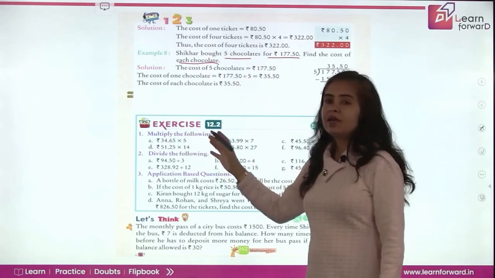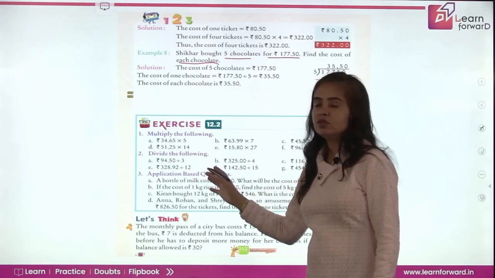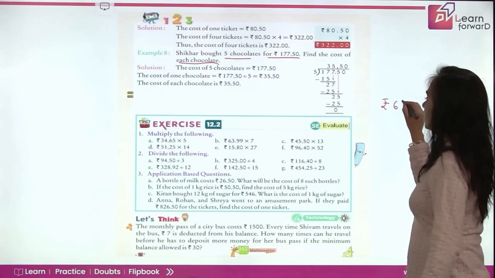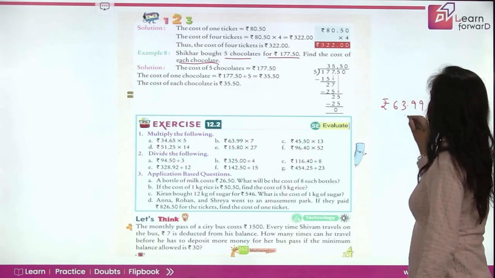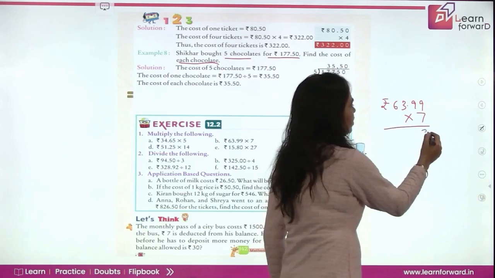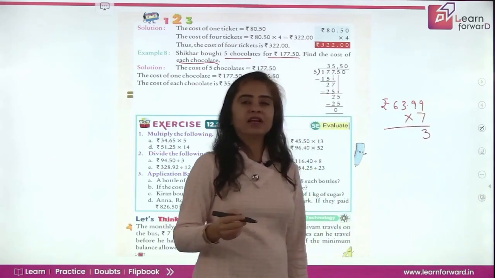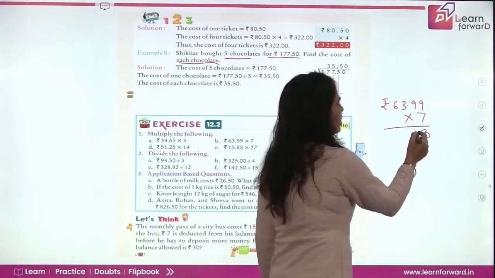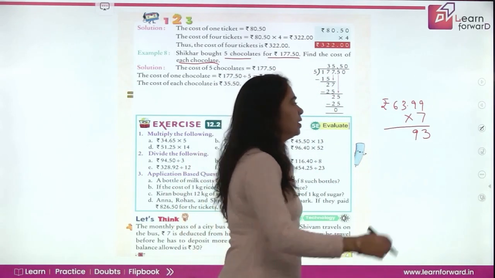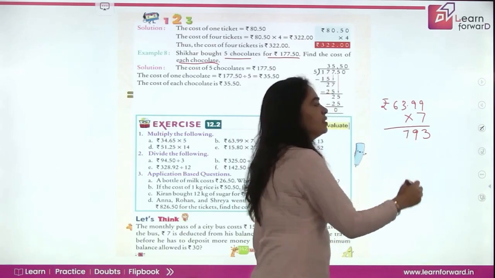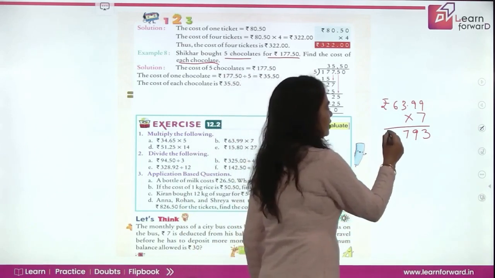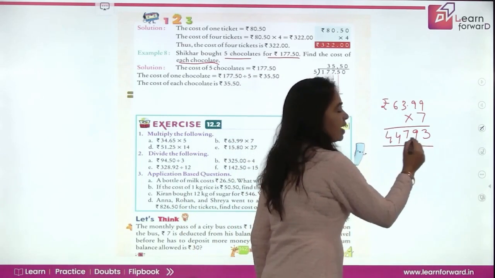So here we have multiplication questions for you. Then you have to divide. Let's do one from here. 63.99 multiplied by 7. So 7 9s are 63. Carry 6. Again 7 9s are 63 plus 6, 69. Carry 6 again. 7 3s are 21 plus 6, 27. 7 6s are 42. 42 plus 2 is 44. So you get this as the product.